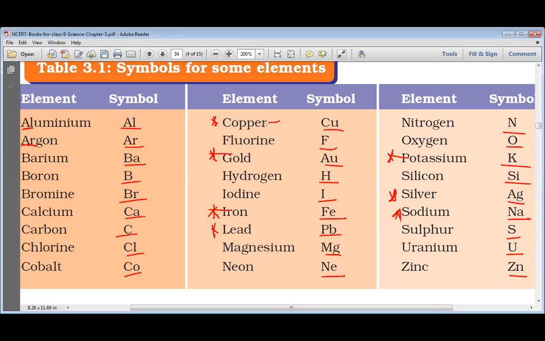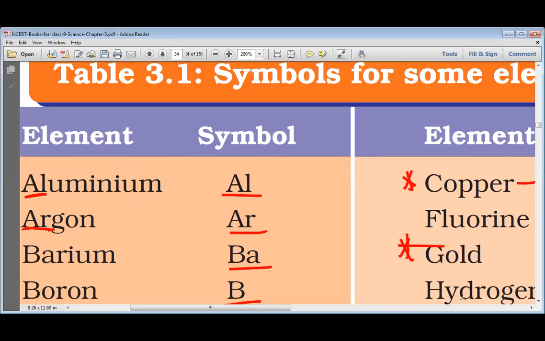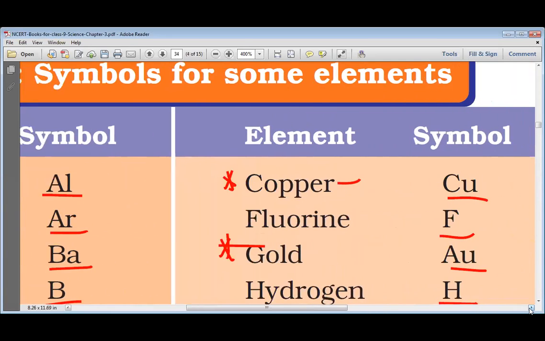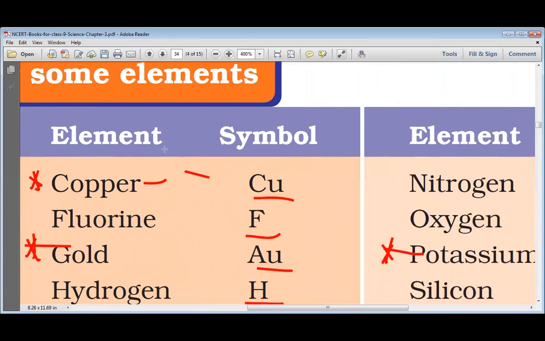For example, my dear students, the name copper is taken from the name cuprum, C-U-P-R-U-M, cuprum. And that is why, using the first two letters, the symbol for copper is given. Same way, my dear students, for gold, the original name is aurum. So using this name, the symbol Au is given.